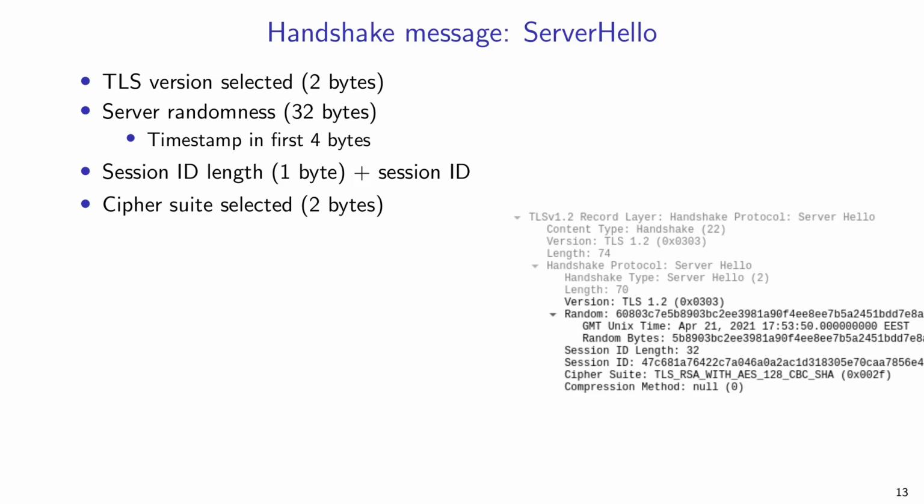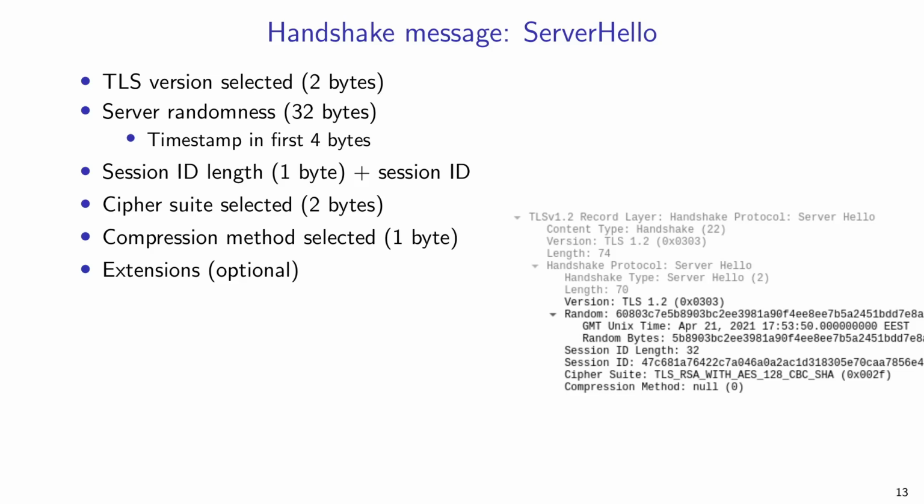Then the message encodes the cipher suite selected by the server, which is encoded using the 2-byte cipher suite identifier. Then comes the compression method selected, and again, if anything is left after these mandatory fields, then it will be interpreted as a list of selected extensions.